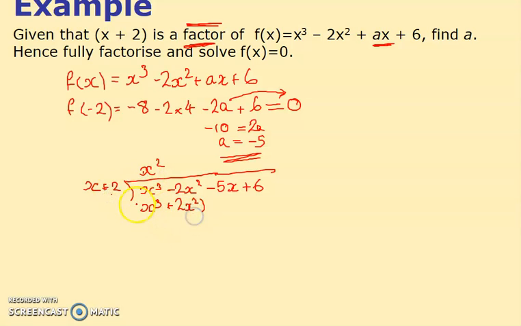Put it in a bracket to remind me to take away. Minus 2x squared minus another 2x squared is minus 4x squared. Bring down the minus 5x. What do I times the x by to get this? I reckon it's minus 4x. So minus 4x times the x gives me minus 4x squared. And I reckon minus 8x. So put it in a bracket to remind me to take away.